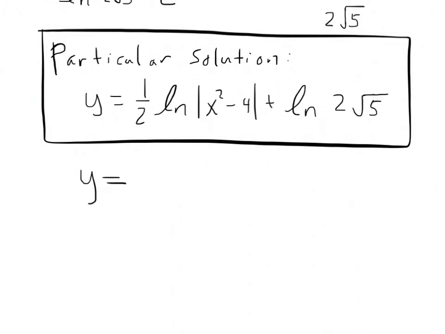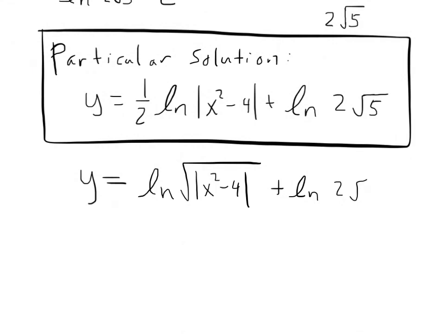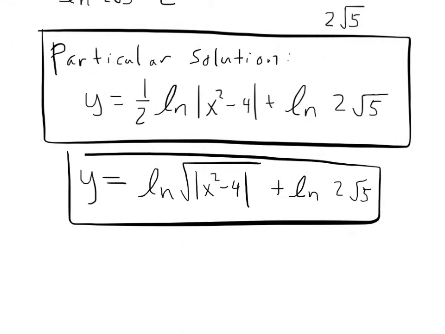So if you haven't stopped the video, one of the most important simplifications is to recognize that a 1/2 means a square root. So we could very well have the natural log of the square root of the absolute value of x squared minus 4 plus the natural log of 2 root 5. This answer is actually better than the previous. I don't know that I'd really call it better, but it is really important that you guys recognize a half in front of a natural log means a square root.